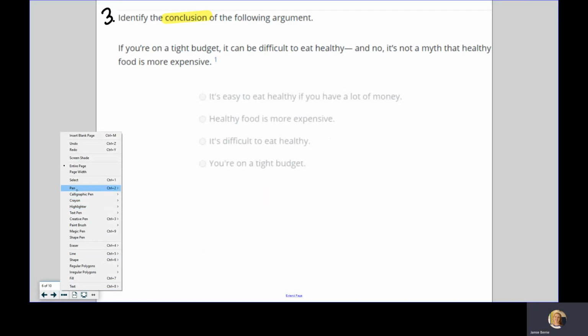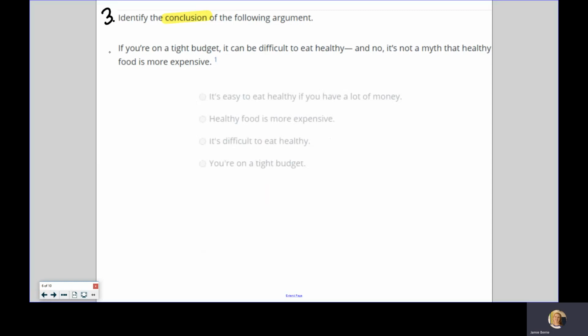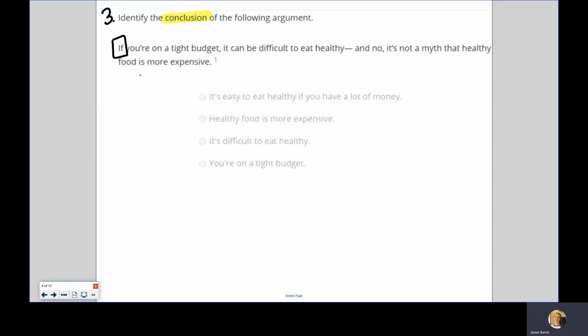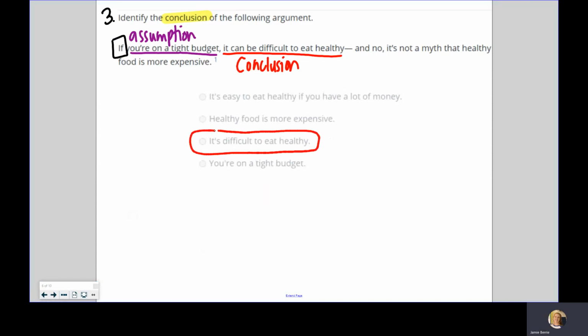All right, so that means that we have this word if, and the part that follows that is going to be the premise. So the premise is you're on a tight budget. That's the assumption that we're going off of. So this is the assumption, but we're asked to find the conclusion. So what follows from the assumption that you're on a tight budget? It follows, right, that it can be difficult to eat healthy. So it can be difficult to eat healthy if our assumption, you're on a tight budget. All right, so that would be our conclusion. So our conclusion is that it can be difficult to eat healthy. So right there, the third option.